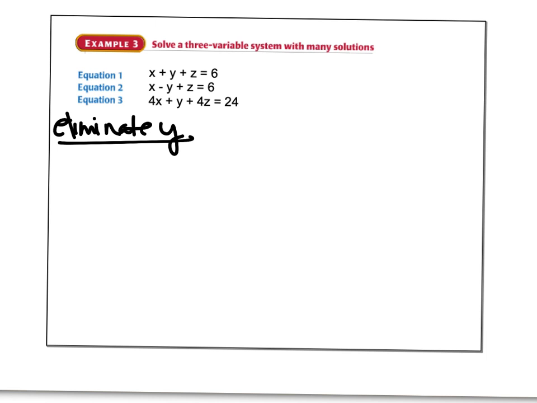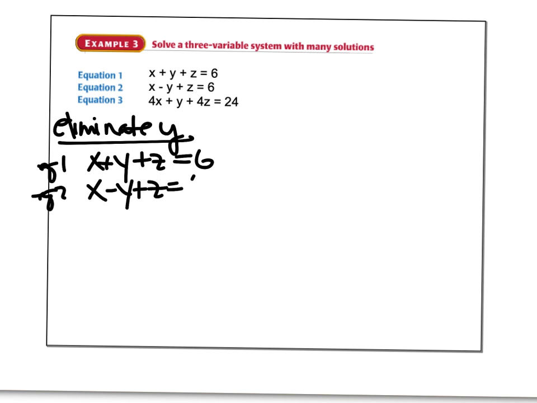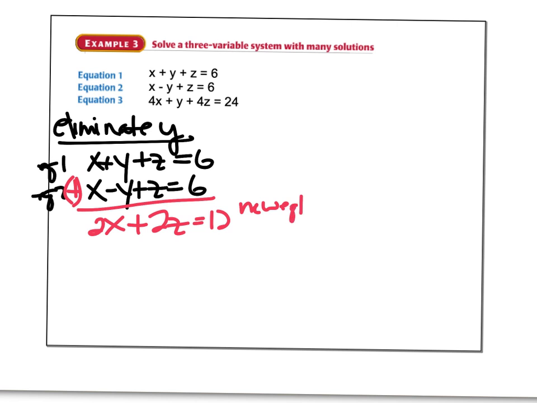And in order to do that, I'm going to look at equation 1 and equation 2, and I don't need to do anything special to them, so I will just write them back down. There's equation 1 and equation 2, x minus y plus z equals 6. And I am going to subtract these, or actually no, I'm eliminating y, so I'm going to add them. And so you end up with 2x, y's are eliminated, and 2z equals 12. And remember, we give that a name, new equation 1.